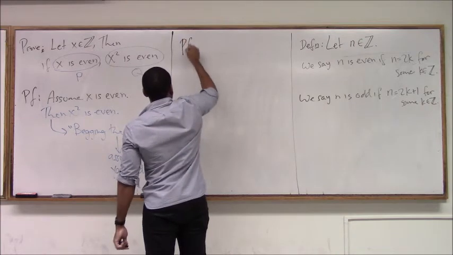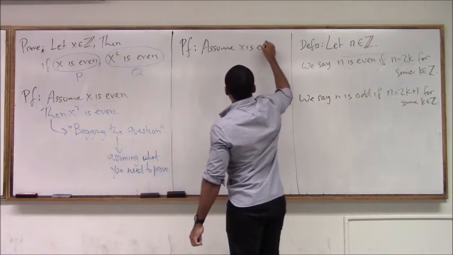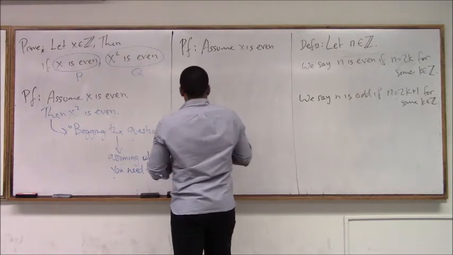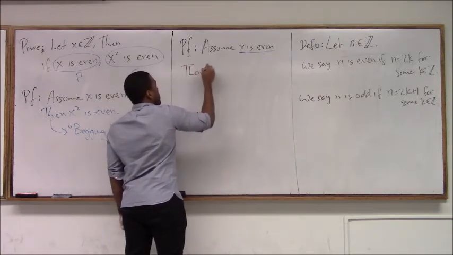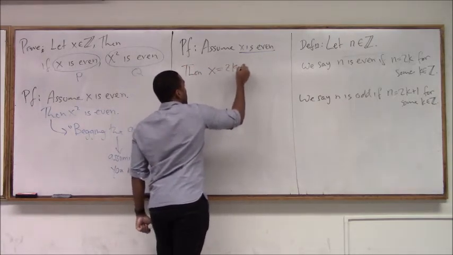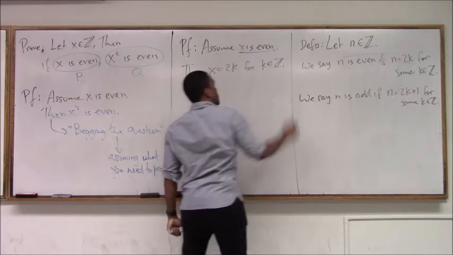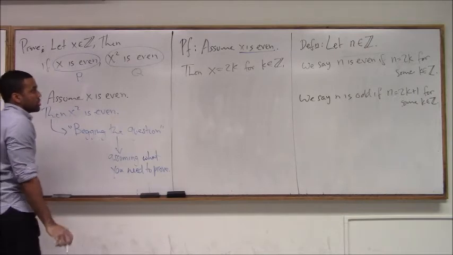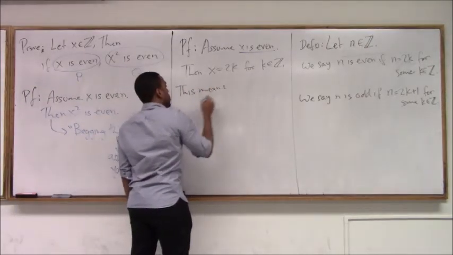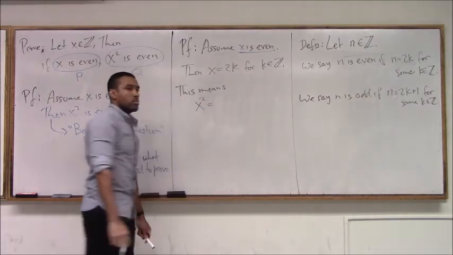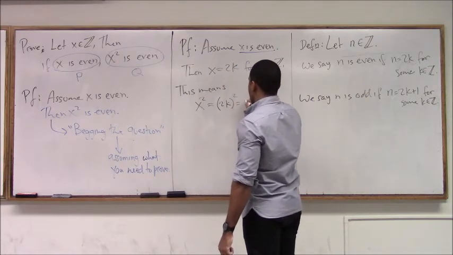Okay, so proof. Assume x is even. You need to remember, first of all, what that phrase means. Then x is equal to 2k for k some integer. Okay, so that's what it means to be even. This means, what can you say about x squared? It's going to be (2k) squared, equals 4k squared.